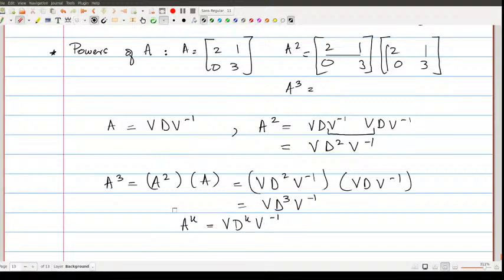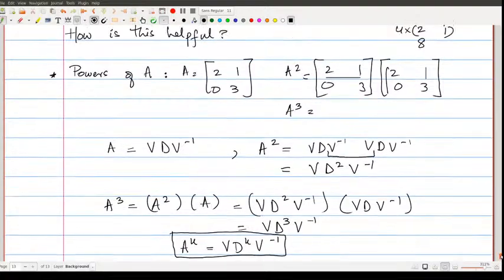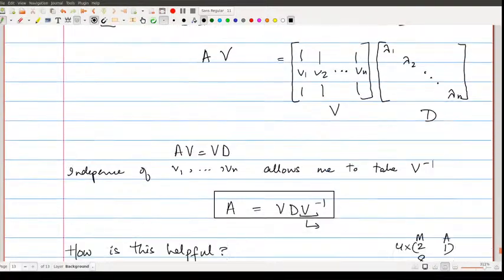And the reason this is particularly nice, now you will ask me, or you should ask, why is this helpful? Because A to the k has now just become D to the k, and I still have to find powers of this matrix. But remind yourself that D is a diagonal matrix, right?